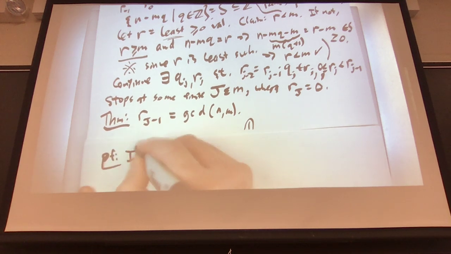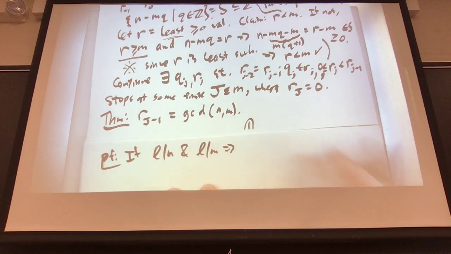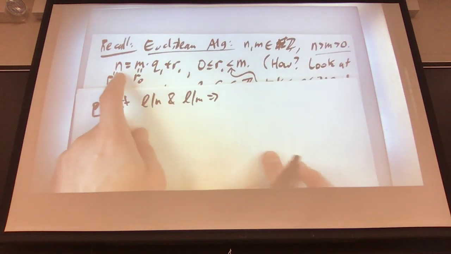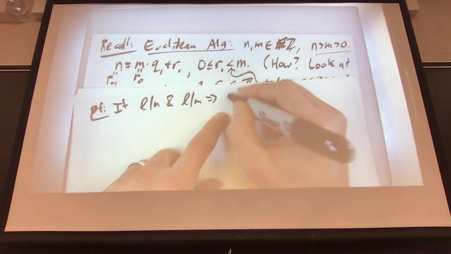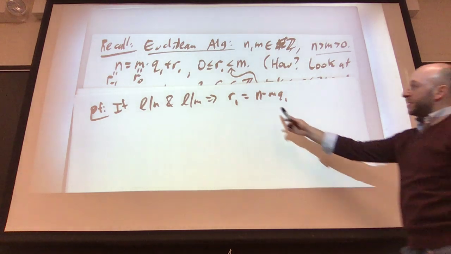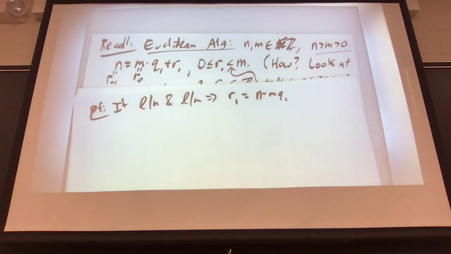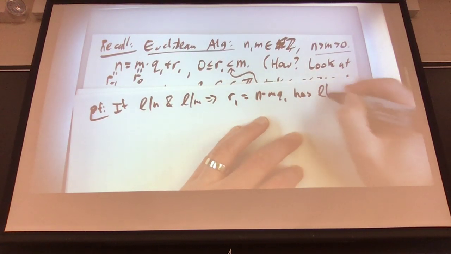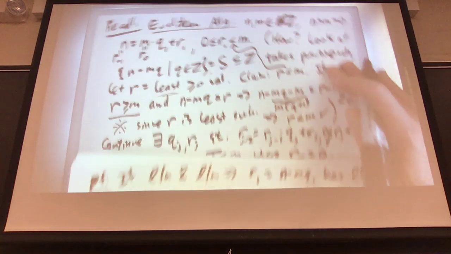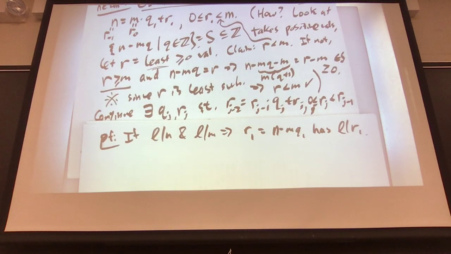Well, if some number L divides n and L divides m, then remember what we do at the very beginning of the Euclidean algorithm. We start with r_1, which is n minus m q_1. This is a multiple of L, this is a multiple of L. The whole thing is also a multiple of L. It has L as a divisor. And then what do we do when we continue? At each stage, all of the r's have L as a divisor.